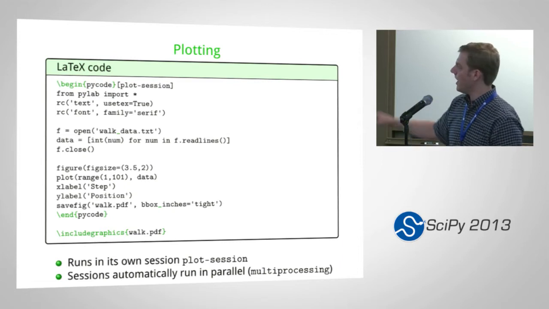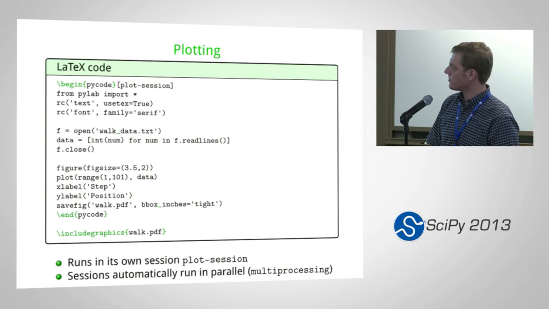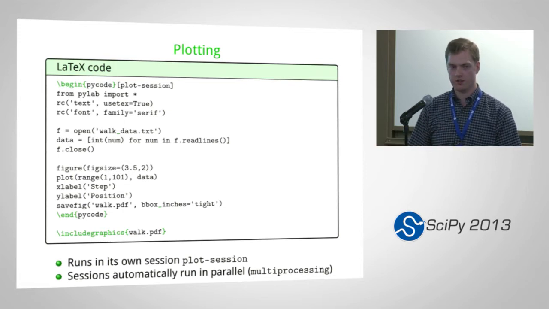And so you'll notice here after the PyCode environment starts, there's the line that says in the square brackets plot session. So I'm naming a custom Python session. All of this code will run in that session, and all sessions automatically run in parallel. So if you're making a lot of plots, you can just put each plot in its own session as long as they're independent. Those will all run in parallel. And if you have several cores on your machine, which I usually work with at least quad-core machines, that can really speed up the creation of your documents.